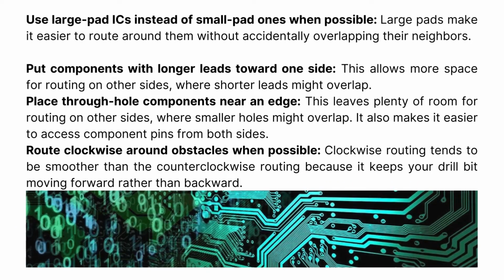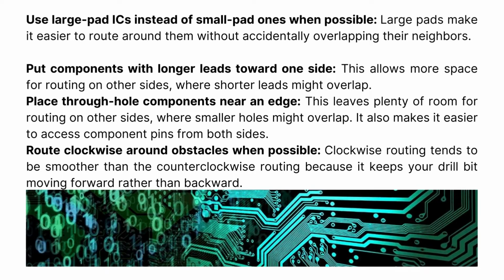Use large pad ICs instead of small pad ones when possible. Large pads make it easier to route around them without accidentally overlapping their neighbors. Put components with longer leads toward one side. This allows more space for routing on other sides, where shorter leads might overlap. Place through-hole components near an edge. This leaves plenty of room for routing on other sides, where smaller holes might overlap. It also makes it easier to access component pins from both sides. Route clockwise around obstacles when possible. Clockwise routing tends to be smoother than counterclockwise routing because it keeps your drill bit moving forward rather than backward.